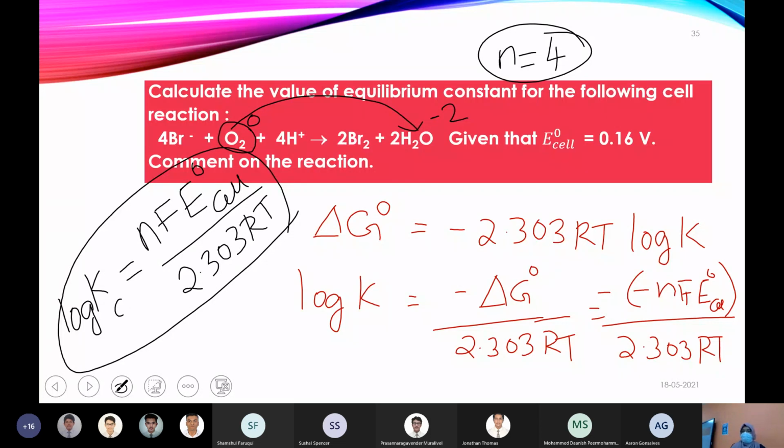Rest of the values are already given. n is the only thing you have to find from the equation. Rest all the information is there. If temperature is not given, you have to take it as 298 Kelvin. Sometimes they will not give it, you have to assume it's room temperature, 298 Kelvin.